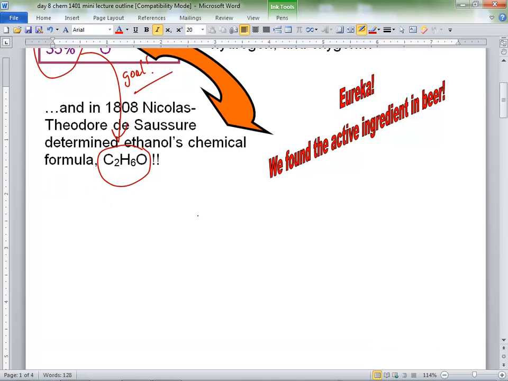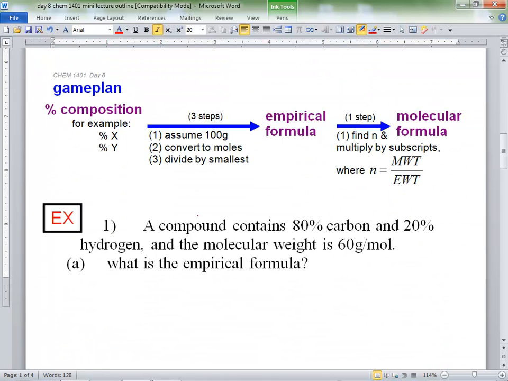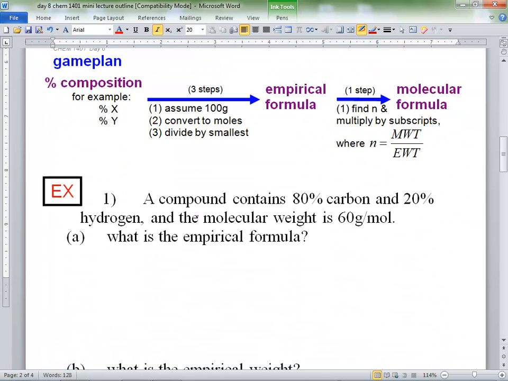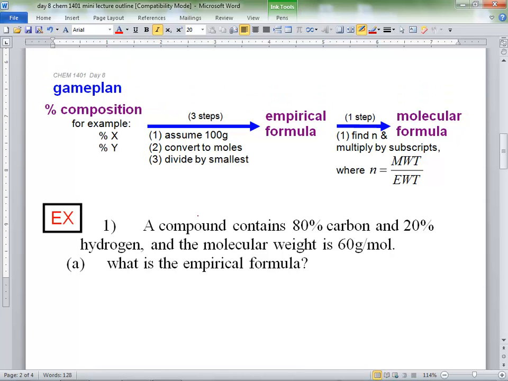But okay, where are we at? We need a game plan to go from percent composition to our final answer of molecular formula. And here's our game plan. I think the backbone of this game plan, it might help if you understand this. If you had, say, S2O6, I'm just making something up. That is our molecular formula. Just pretend.